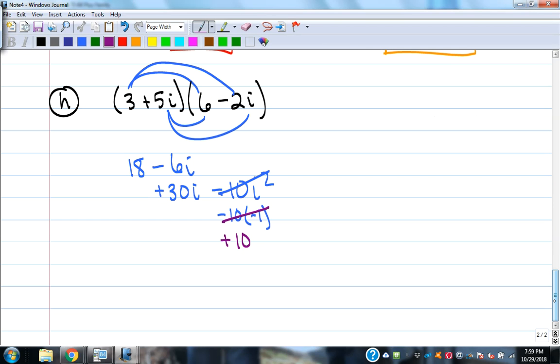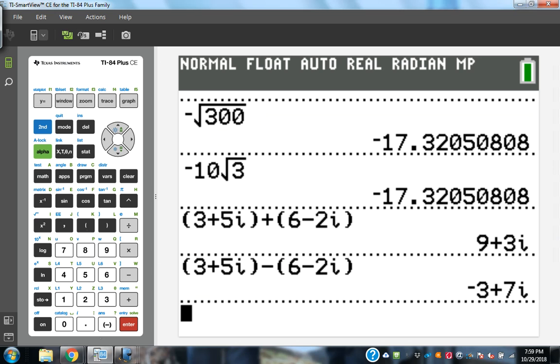Now I'm going to put my like terms together. I got an 18 and I got a positive 10. That's 28. And then negative 6i plus positive 30i would be positive 24i. That's beautiful. Probably not quite as pretty as doing it this way.